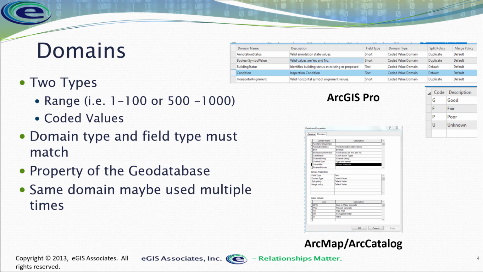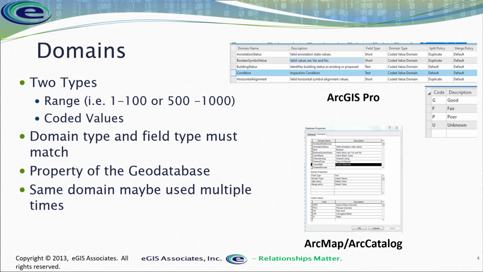The other one is the coded values, and that's more like your typical pick list. You're going to define a list of acceptable values, and when the user goes to edit data that has a domain assigned, they're going to be presented with that list of values you've created, and they can only pick from that list. Okay, so there are a few things to remember with this. First off, your domain and the field you're going to match it with must match.